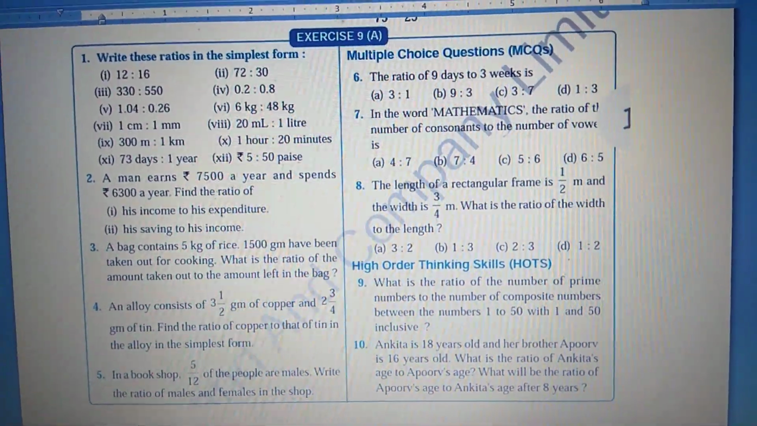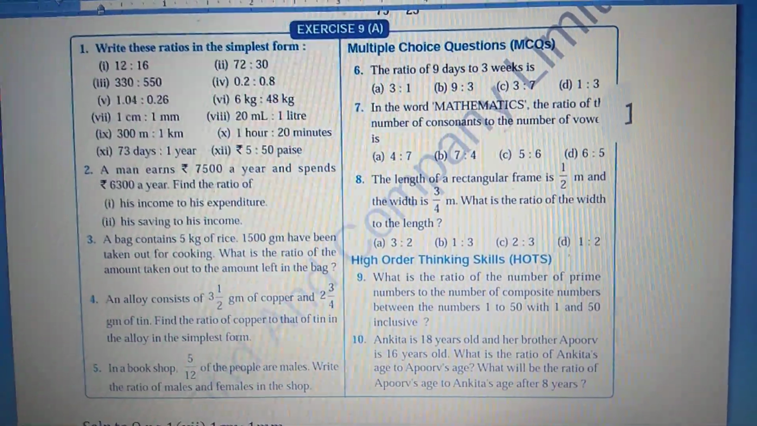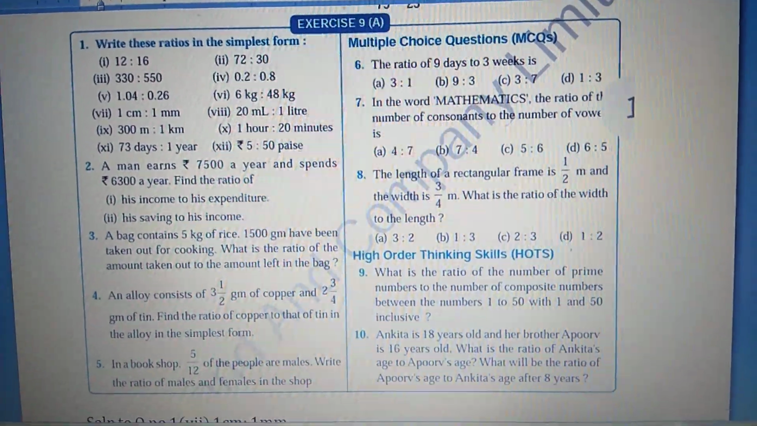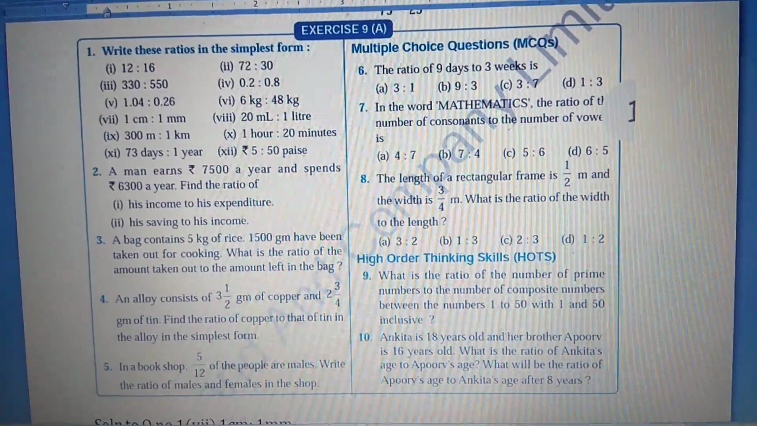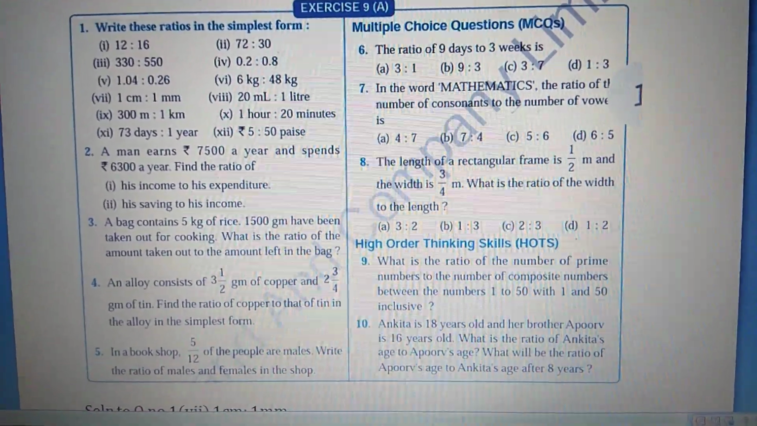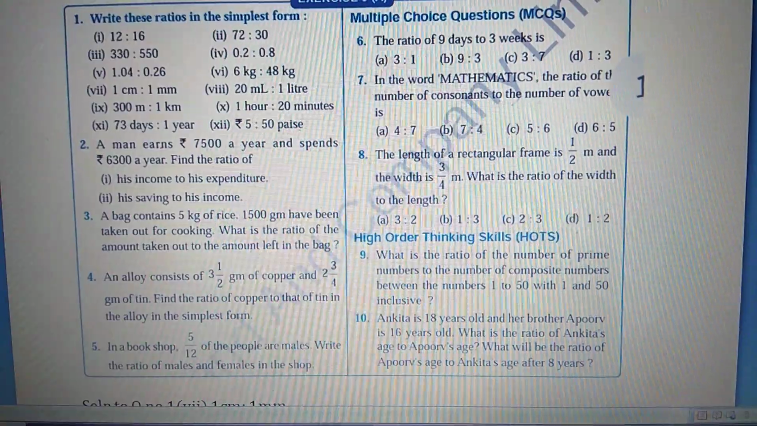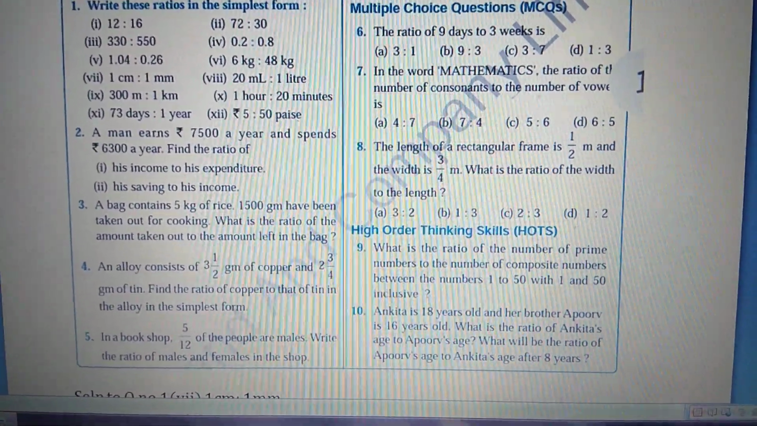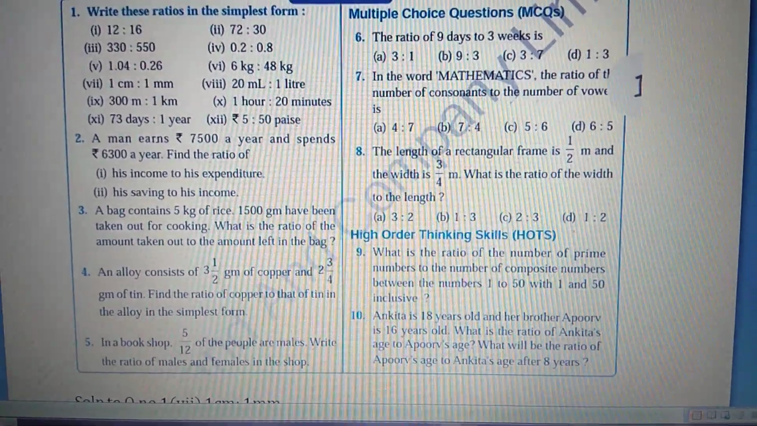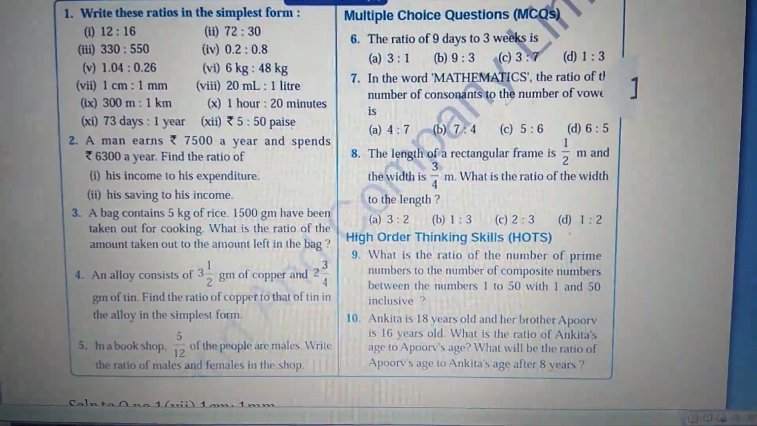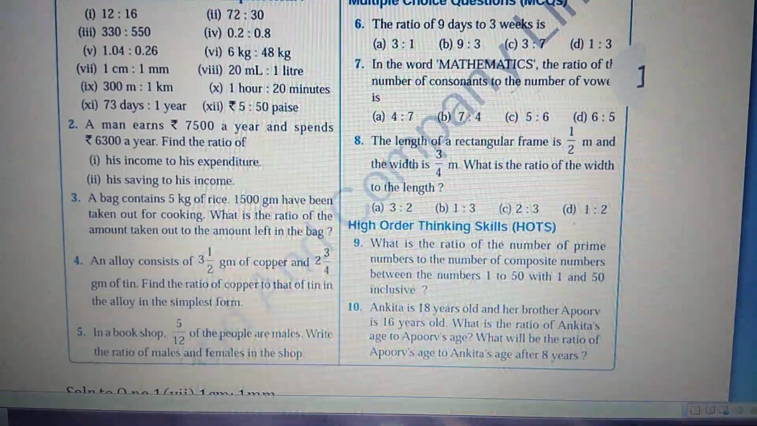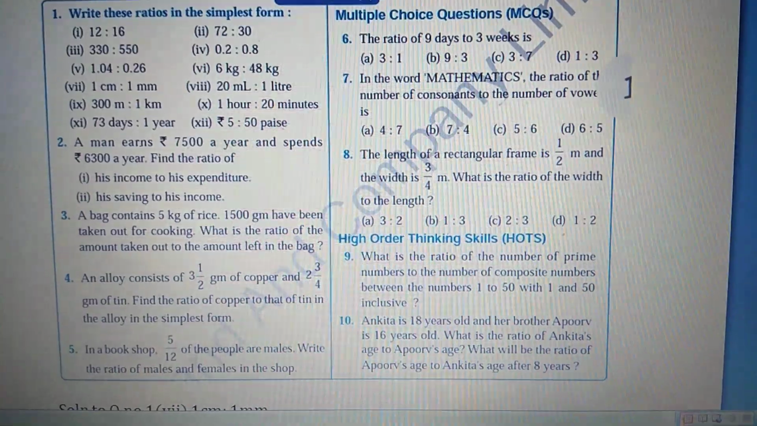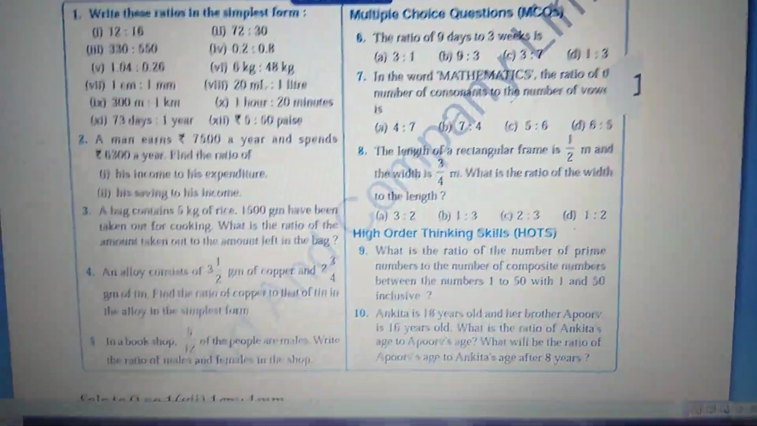Now I come to number 4. What is the ratio of the number of prime numbers to the number of composite numbers between 1 to 50, with 1 and 50 inclusive? So you have to find the ratio of prime number and composite number. Before that, you need to count how many prime numbers and how many composite numbers are there between 1 to 50. Between 1 to 50, I think there are 15 prime numbers and 34 composite numbers.